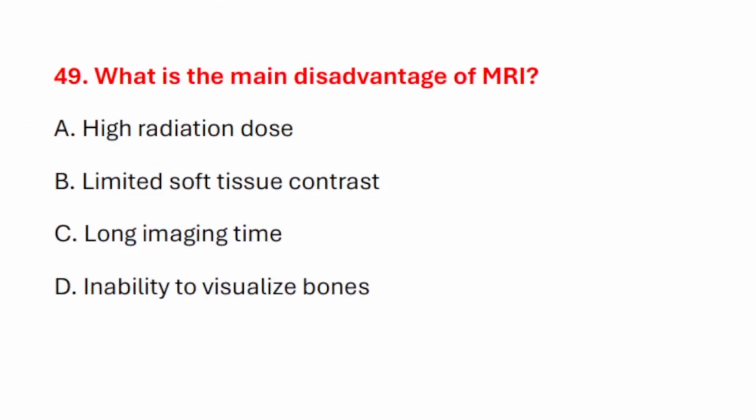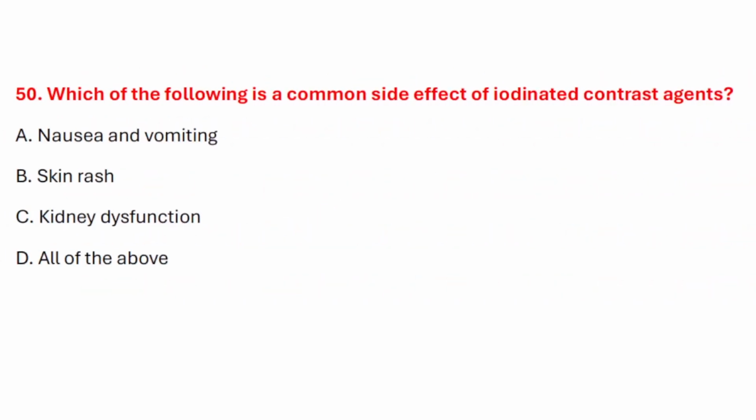Question number 49. What is the main disadvantage of MRI? Correct answer is option C, long imaging time. Question number 50. Which of the following is a common side effect of iodinated contrast agents? Correct answer is option D, all of the above.